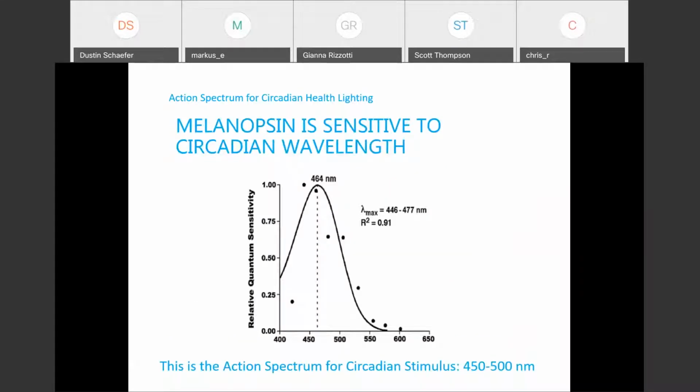Melanopsin is sensitive to the circadian wavelength, which peaks in mammals at about 464 nanometers. This corresponds to sky blue in terms of how we perceive light visually. So this is the action spectrum for circadian stimulus. It's a bell curve, as in a lot of sensory perception, and it occurs within a range of about 450 to 500 nanometers.